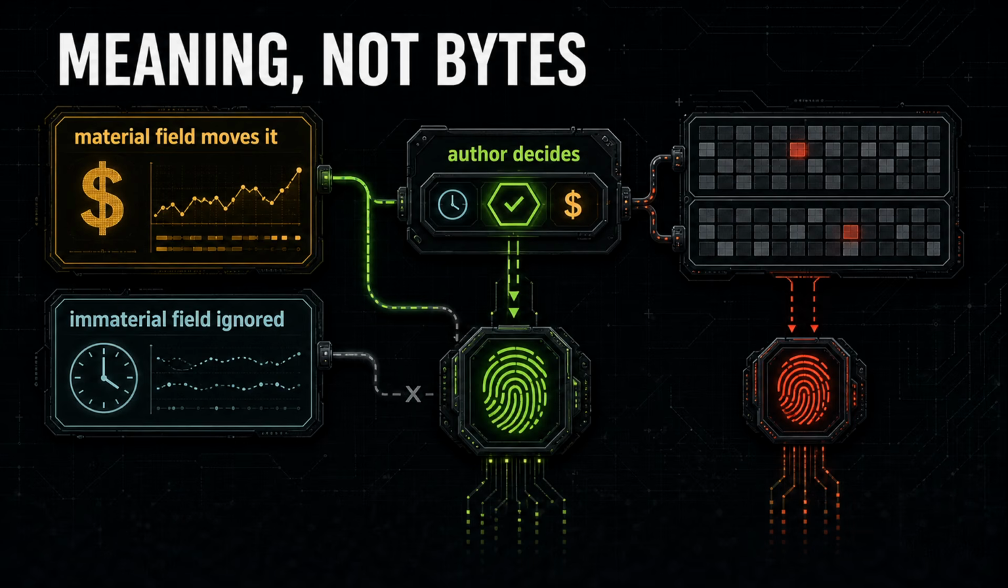So the first part of the answer is material versus immaterial fields. Not every field counts as a change. Only material ones move the fingerprint. And crucially, the contract author decides what material means. For example, a last seen timestamp might not count, while a changed dollar amount does. Sure, and plain caching cannot do that. A byte cache keys on the literal bytes. This keys on author-declared meaning. That is the shift the whole runtime is built on.